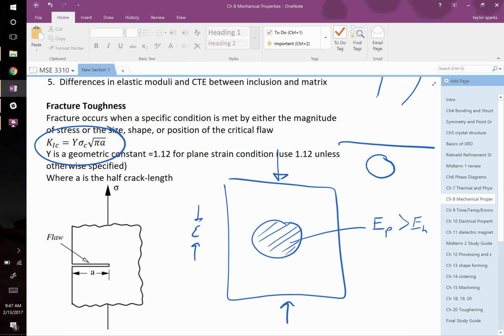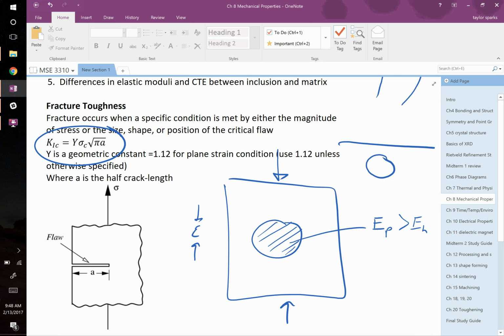Mode 1 means you've got a material and you're just pulling it apart from the end, right? You're not twisting it, you're not bending it forward and backwards, it's just you're pulling it straight apart. That's mode 1 crack, right? Good. And then the C means critical. So it's a critical stress intensity factor for mode 1 crack growth, right? And it basically says Y, your geometric constant, which again, for this class, we're going to use 1.12. The book says 1. I disagree with him on that. Most books say 1.12, right?